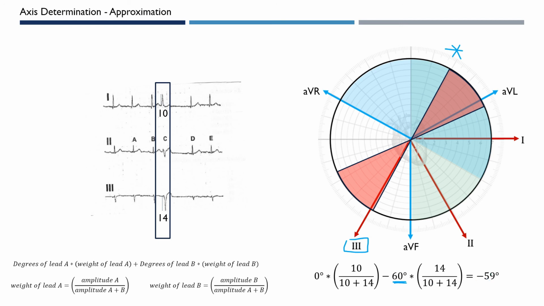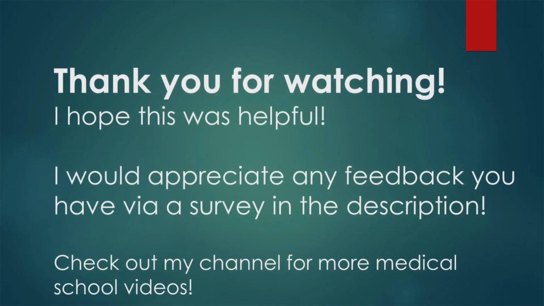Now the actual axis of the heart is around negative 50. However, being 9 degrees off is within the realm of error that you would need for any clinical or exam-based answer choices. Hopefully, this was helpful for reviewing determining the axis of electrical activity in the heart, and I wish you all the best with your studies.